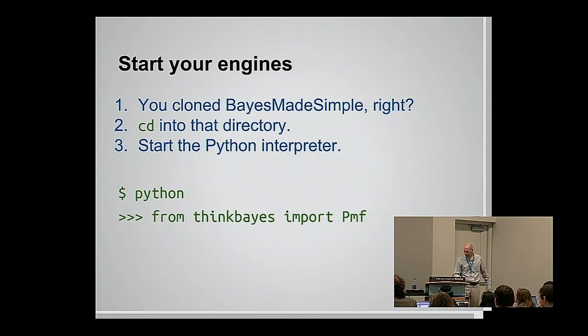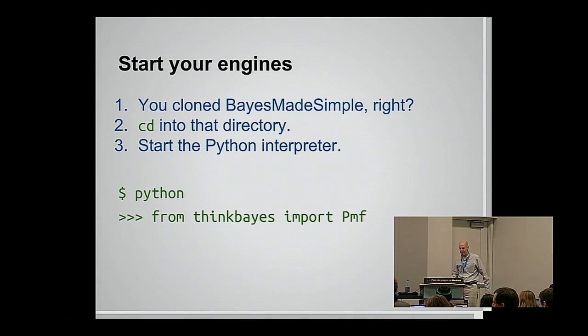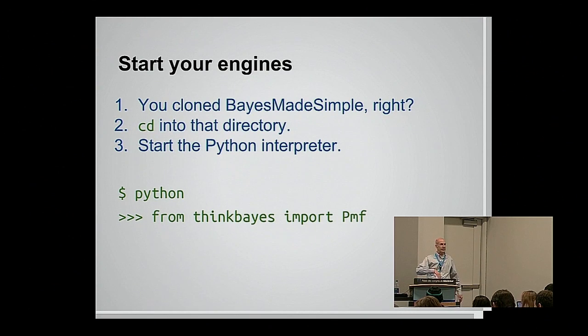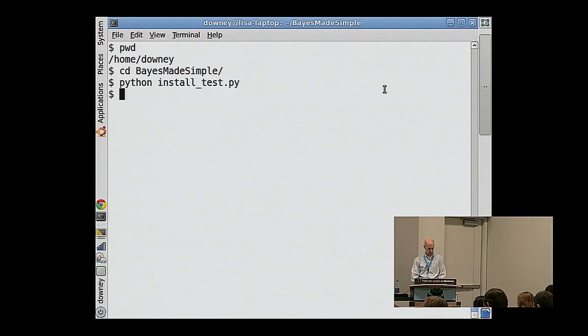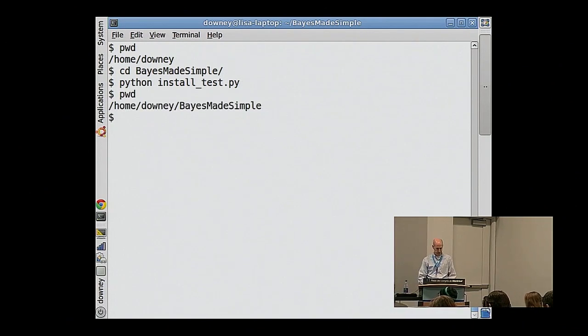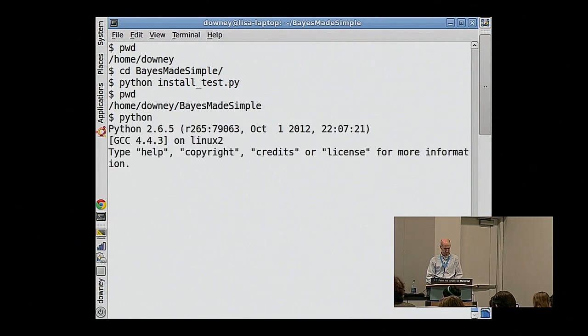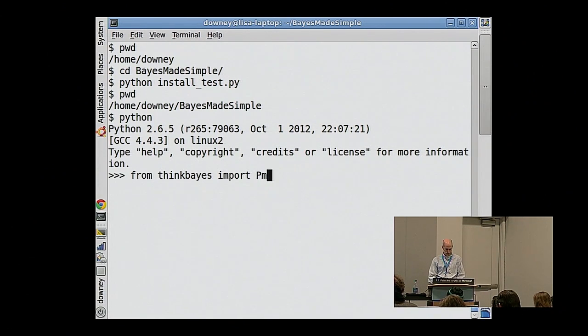All right, let's get some code running. If you downloaded my code, the simplest way would be to just clone it from GitHub. You should be able to cd into that directory and at least be able to import PMF from thinkbayes. So let me run that. I think I'm in the right directory. Yep. Fire up Python. Good. It works for me.